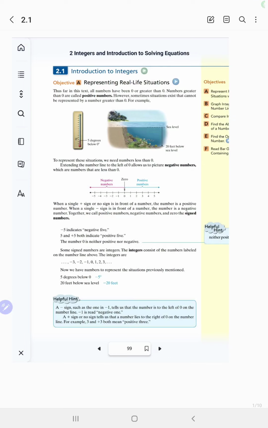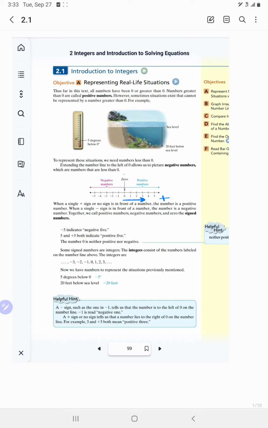Section 2.1, Introduction to Integers. Integers are numbers that have signs. We could have positive and negative numbers. And so if we look at the number line, to the right, we're going to have positive numbers. And in the direction towards the right, the numbers increase in value.